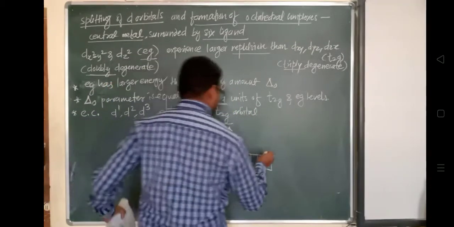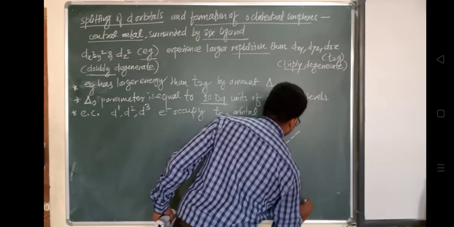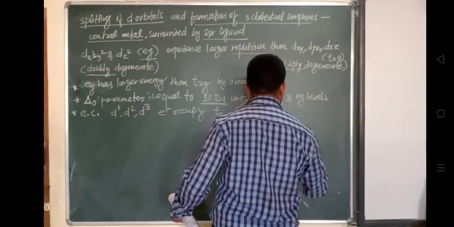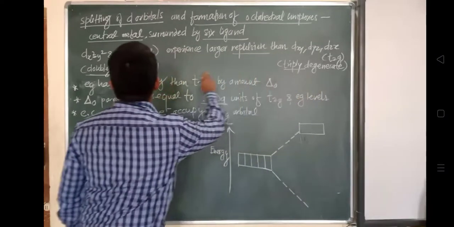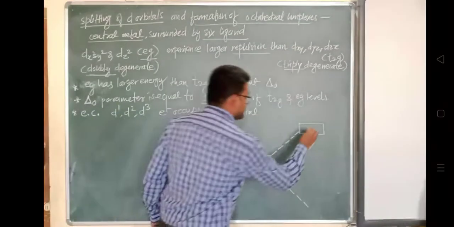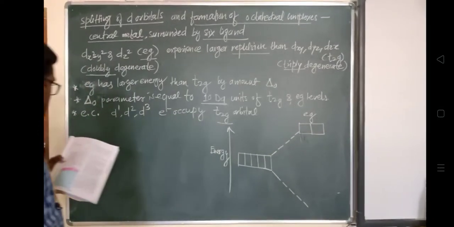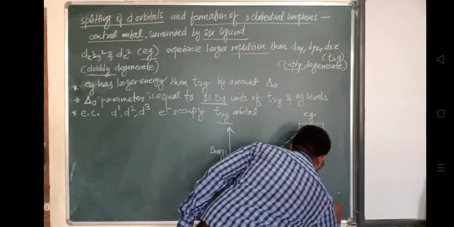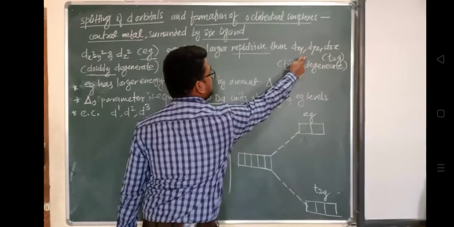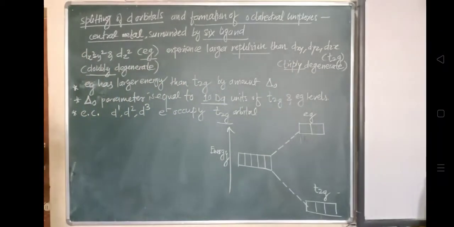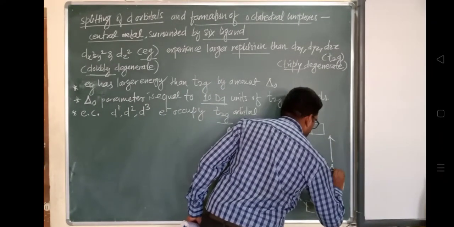Now what will happen: this will split into two parts. One is called eg. Look at this eg: how many orbitals does it have? Two orbitals. These are the two orbitals in the case of the eg set. And another set is called t2g. How many orbitals are in t2g? Three orbitals. And the difference in energy between these two is called delta naught.